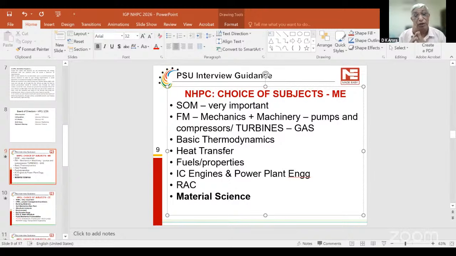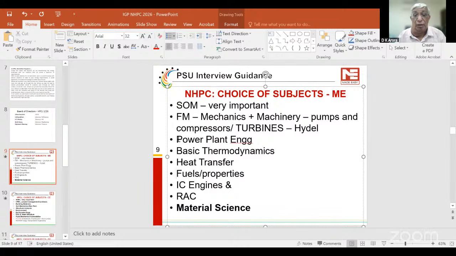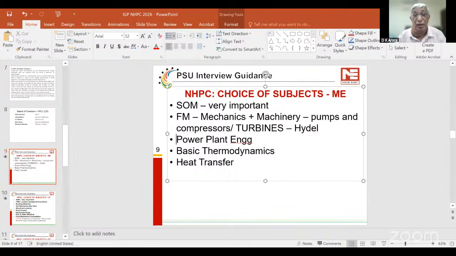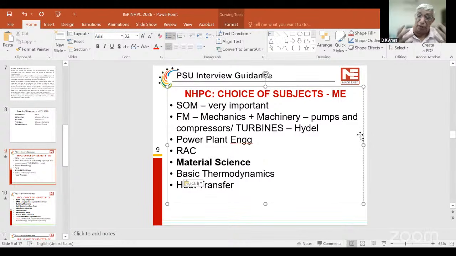The second important subject, in fact, one of the most important subjects, would be fluid mechanics as well as fluid machinery: pumps, compressors, turbines. Here it will be hydro turbines, hydel turbines. Then I'm reordering one of the subjects. Power plant engineering becomes very, very important. IC engines can be skipped. RAC and material science can be prepared. You can talk about having prepared material science and RAC. But as I said, the focal point of discussion will be SOM, fluid mechanics, fluid machinery, and then power plant engineering. So do prepare these subjects well in case you are a mechanical engineer.